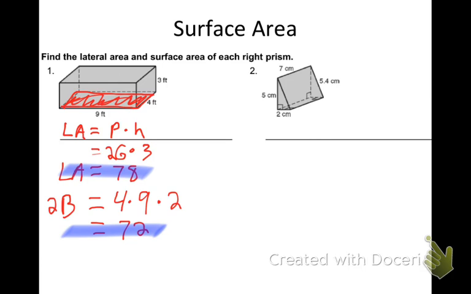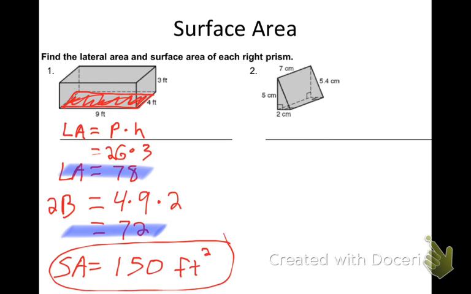So I have my lateral area and I have my base area. Now what are we supposed to do with those 2 areas? Add them up. 78 plus 72 gets me a surface area of 150 feet. Now I'm talking about area, so my units are squared: 150 feet squared. That is surface area.